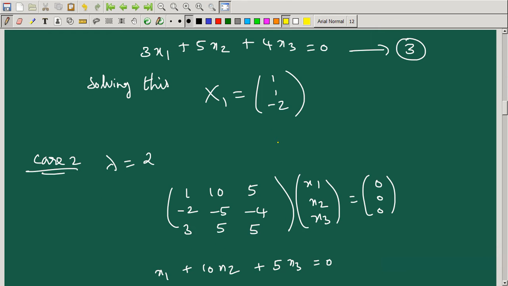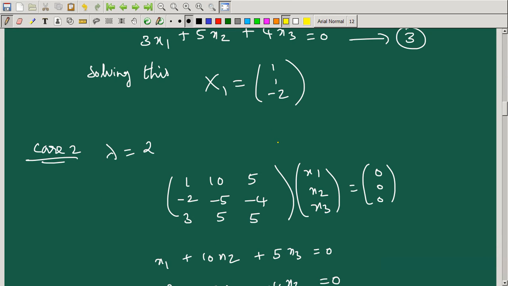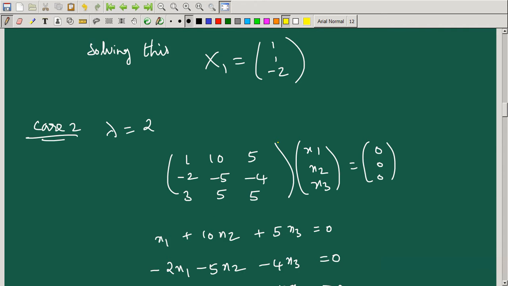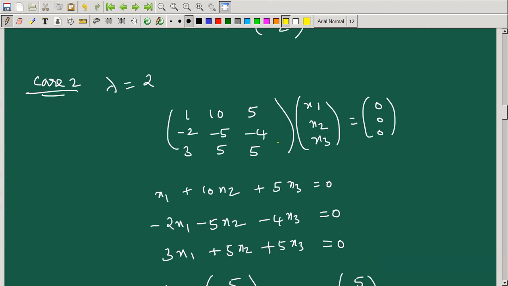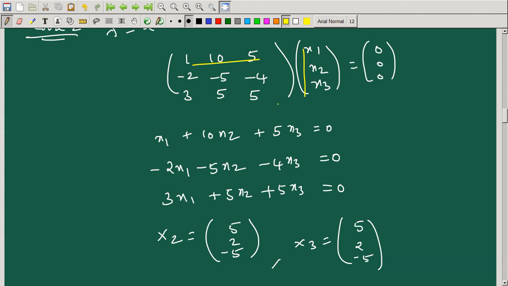For case 2, we again substitute lambda is equal to 2 in the eigenvector format. What is the format? (A minus lambda) into X is equal to 0. So there we substitute lambda is equal to 2. After substituting this, follow the same process, row into column. After multiplying, we get 3 equations. See here, this is equation number 4, equation number 5, equation number 6. All the 3 equations are totally different.